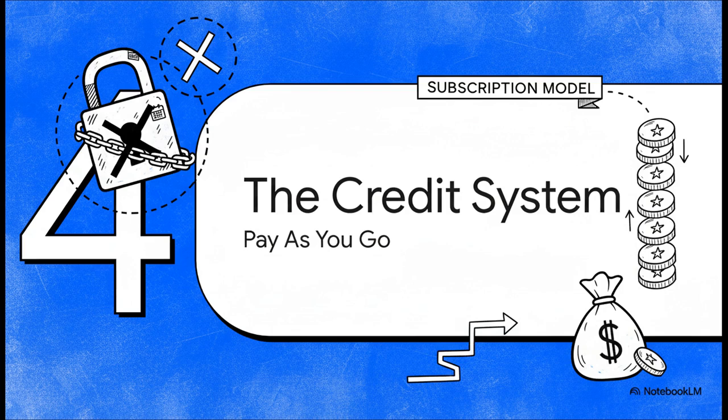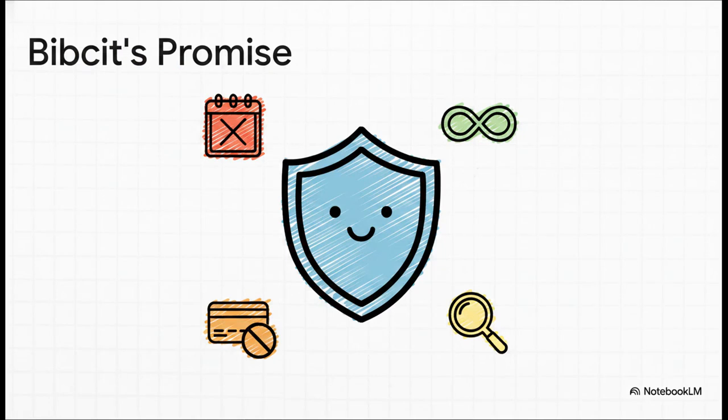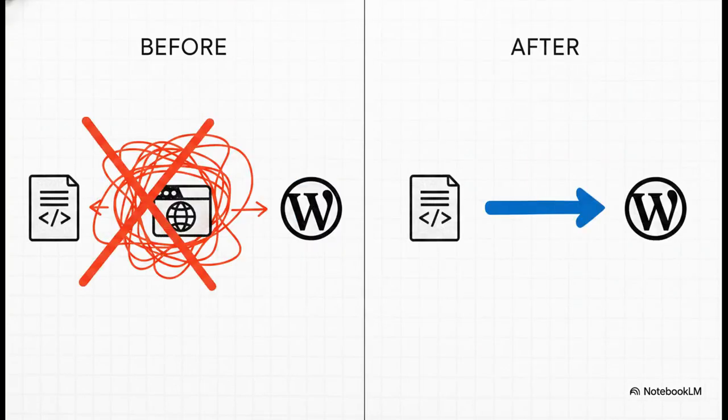So before we wrap this up, I want to circle back to that credit system for a second, because it's designed to be completely different from the subscription models we're all, frankly, a little tired of. This slide really breaks it down. With a normal subscription, you're paying every month or every year, whether you use the service or not. But with Bibcit's pay-as-you-go, you just buy a bundle of credits whenever you need them. And the best part? They never expire. Ever. I mean, look at this. It's all about putting you in control. You buy credits once, use them whenever you want, this week, next year, it doesn't matter. And since they don't save your card details, you're only ever paying for exactly what you need when you need it. No funny business.